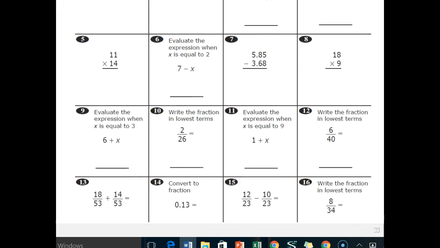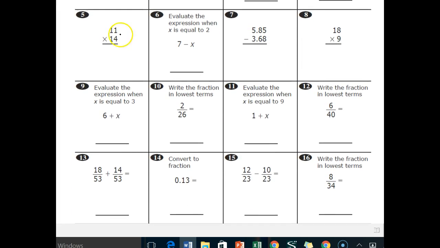Another problem that I want to do is a problem like number 5. Multiply, lay your egg, 1, add it up. Should give you 154. Remember, problems like 6, all you do is plug in. So this 7 minus 2 is equal to 5. Let's do a problem like number 10. Again, lowest fractions. So this time I'm going to divide by 2 because that's the biggest number they have in common. Becomes 1/13.